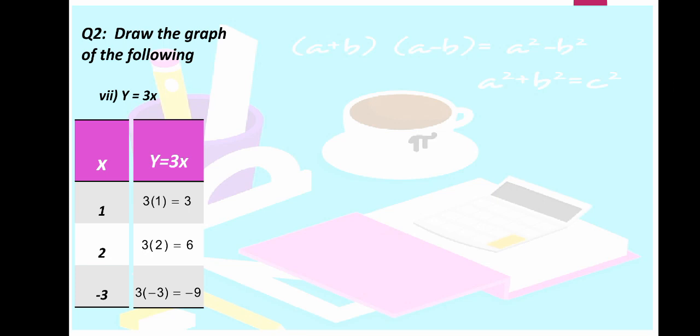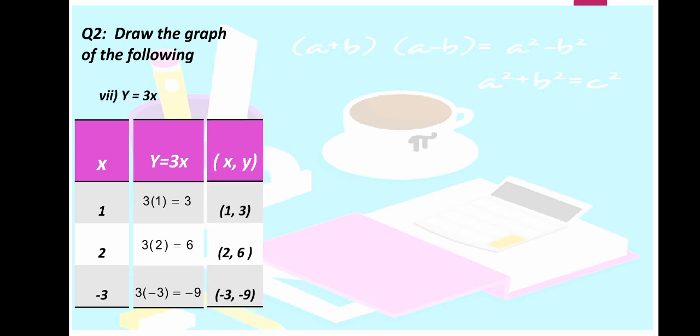is -9. Now we will draw a column of ordered pairs. The value of x is 1 and the value of y is 3, so the ordered pair is 1 and 3 in the first row. In the second row the value of x is 2 and the value of y is 6, so the ordered pair is 2 and 6. In the third row the value of x is -3 and the value of y is -9, so the ordered pair is -3 and -9.